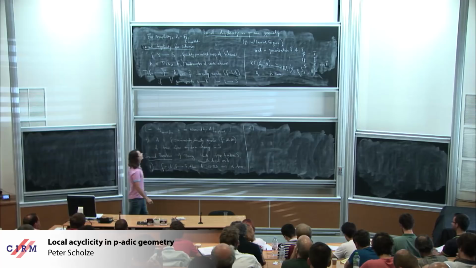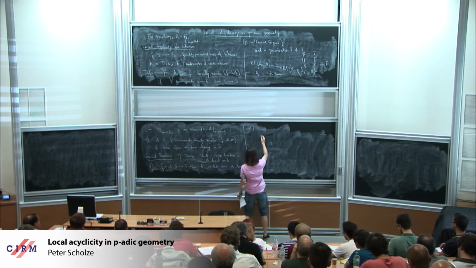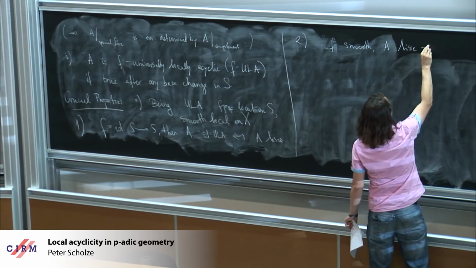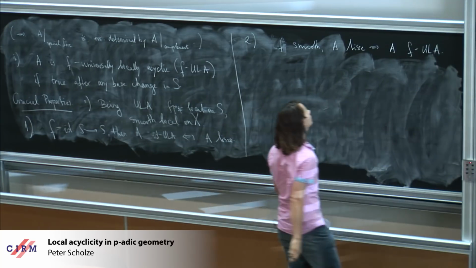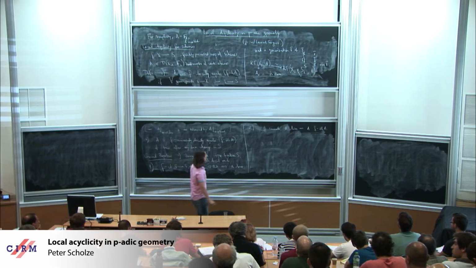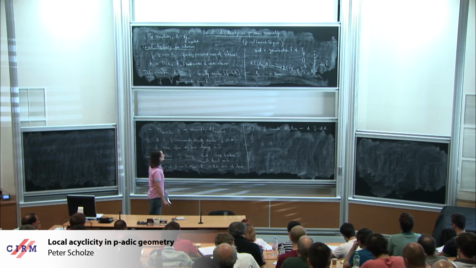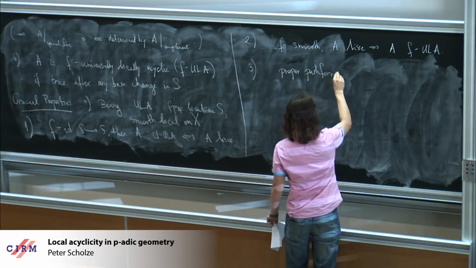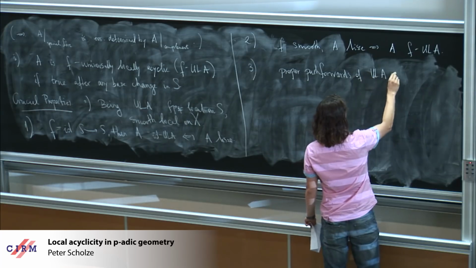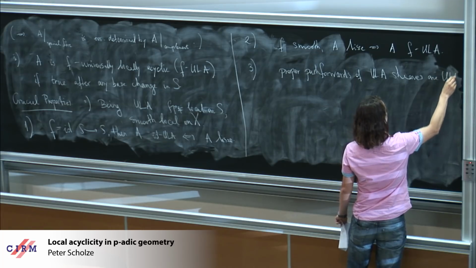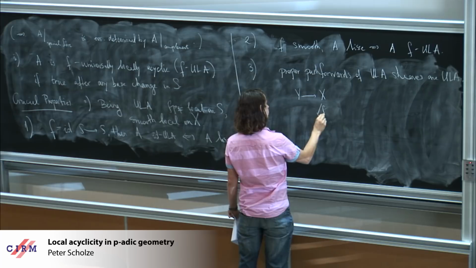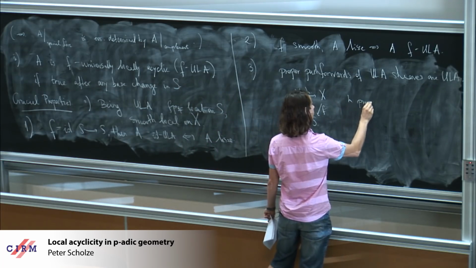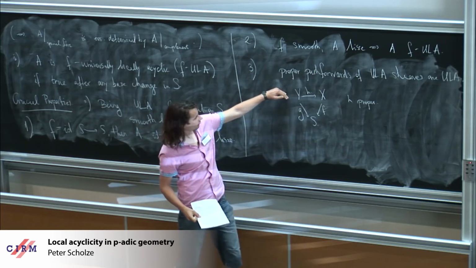Another important case, which is some incarnation of smooth base change results, is that if f is smooth and A is lisse, then A is f-ULA. And then another important property is that proper pushforwards of ULA sheaves are ULA. So this is in the situation where you have two things over S and h is proper. And so if you have a ULA sheaf here on Y and then you take its proper pushforward, then it's ULA on X.